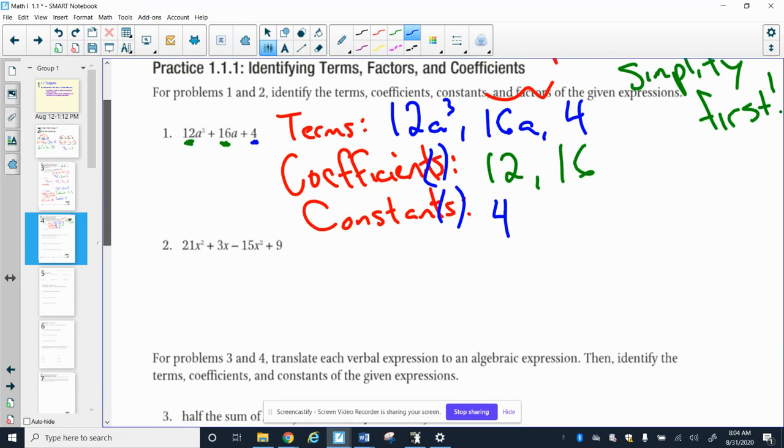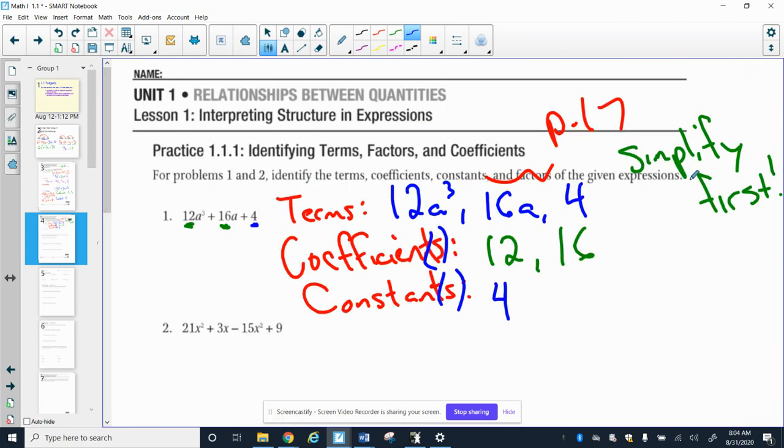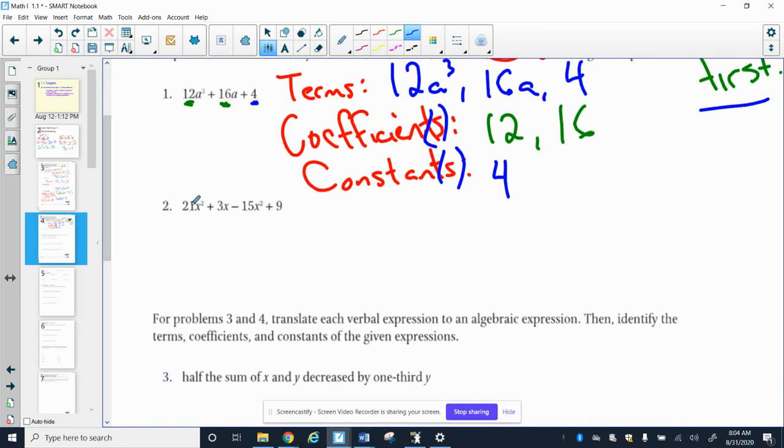All right, now we look at number 2. Again, why don't you try to do this one first on your own? As you're working, hopefully you remembered our note at the top that we need to make sure that we simplify first. So we look for any like terms.